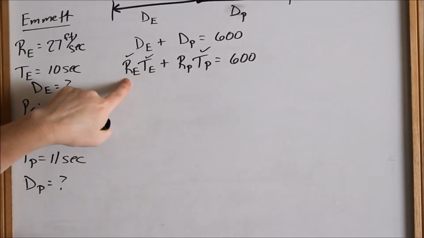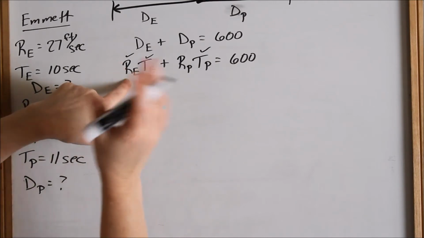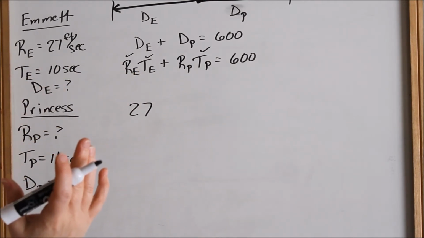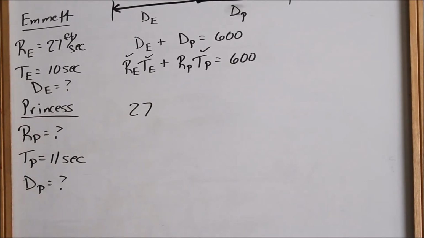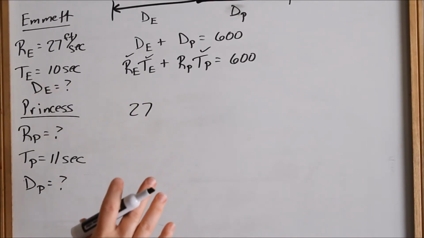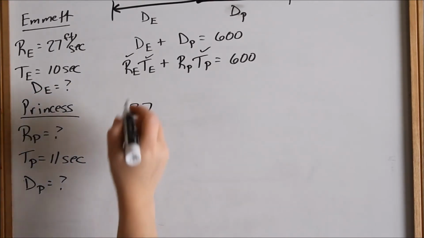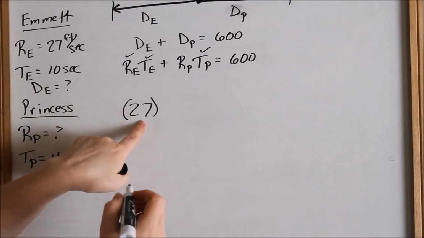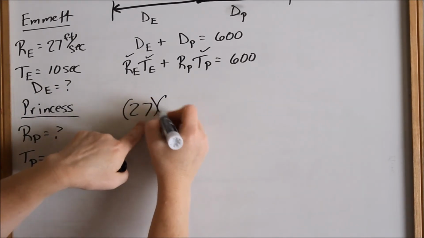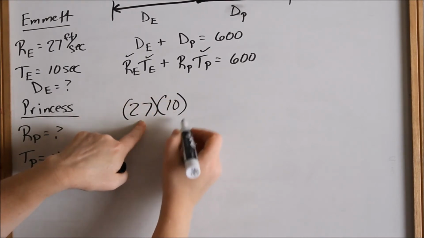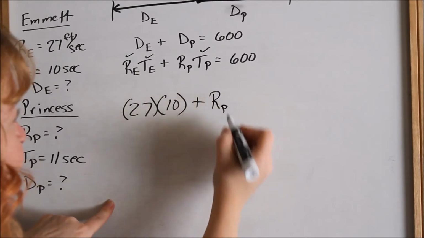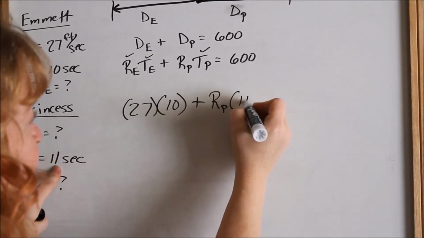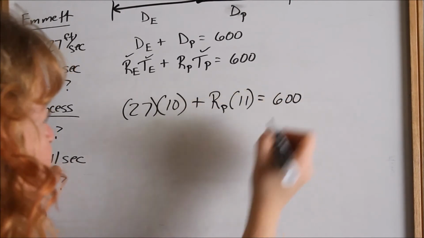So Emmett's rate, we said, was 27. Everything so far is in feet and seconds. So if everything is in feet and seconds, then I'm just going to drop my units for ease of solving the problem. As long as I make sure that all my units are the same, then I'm good. Everything is in feet and seconds. So Emmett's rate is 27 feet per second. His time is 10 seconds. Princess's rate, we don't know that, so we'll leave that as our unknown. And then her time is 11 seconds, equals 600.